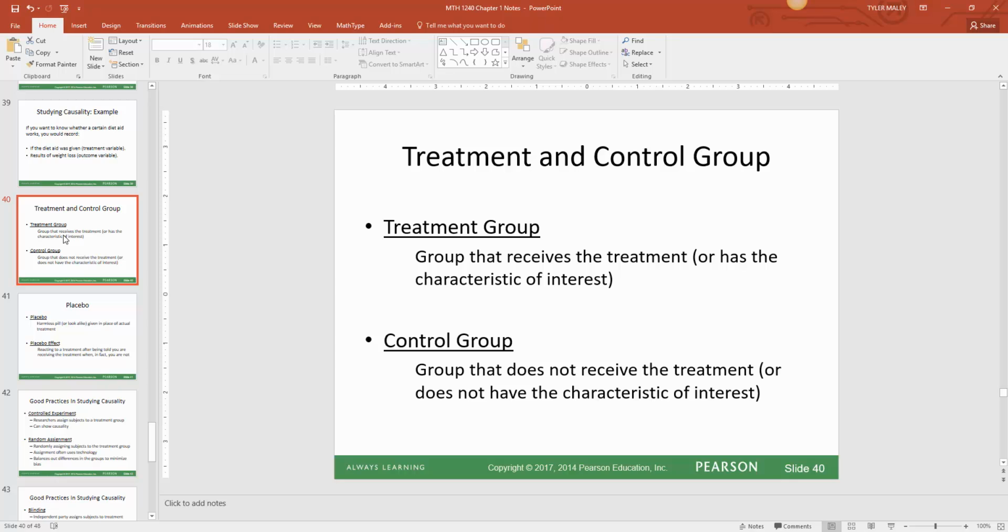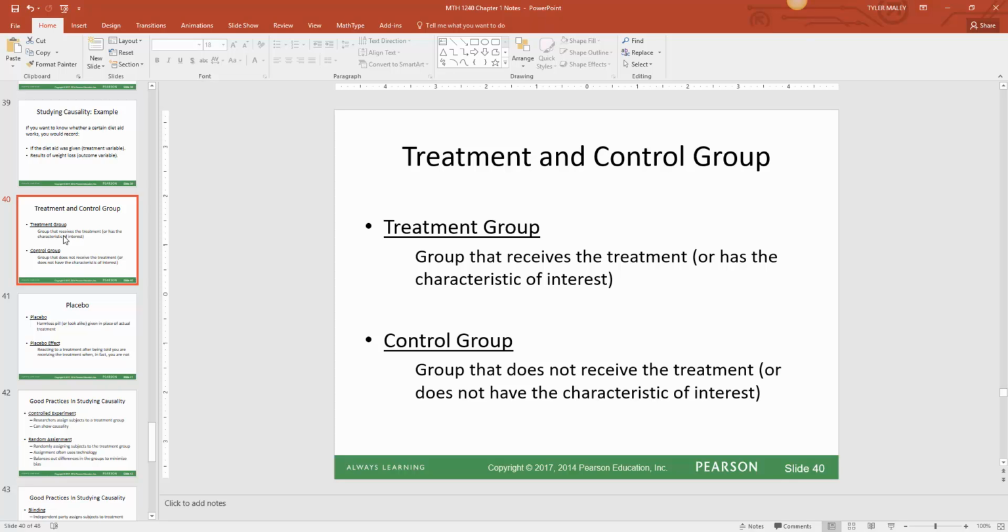And then the next set of terms we have to talk about are treatment and control groups, right? So the treatment group is a group that receives the treatment or has the characteristics of interest, right? Sometimes the participant is choosing the treatment. So for example, did they choose to smoke or not smoke, right? That picks what treatment group they're in. And then the control group is the group that does not receive the treatment, right? Or at least does not have the characteristic of interest.